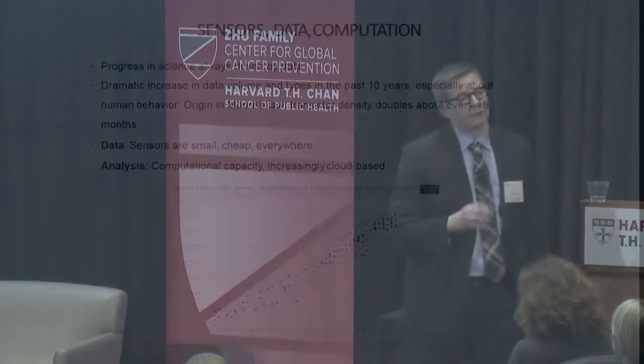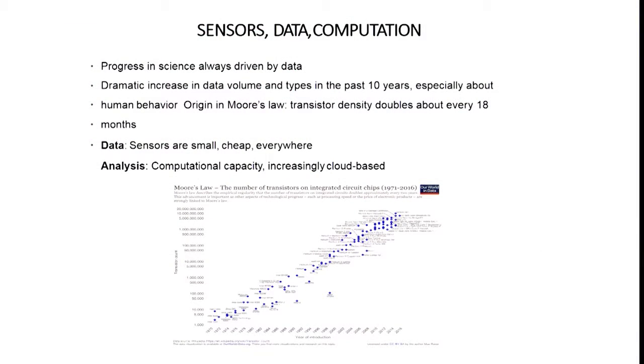Arguably, progress in science has always been driven by the availability of data. But something remarkable has happened over the past 10 or 15 years. I think it's not only the case that we have more data than we ever had before, but we have new kinds of data, especially about social and behavioral interactions, that we've never had in the past.